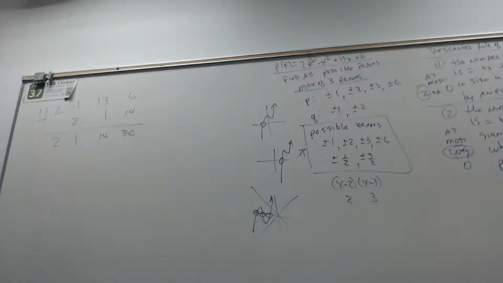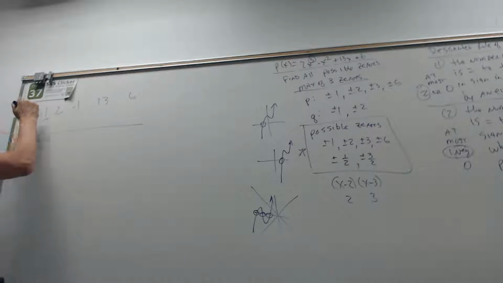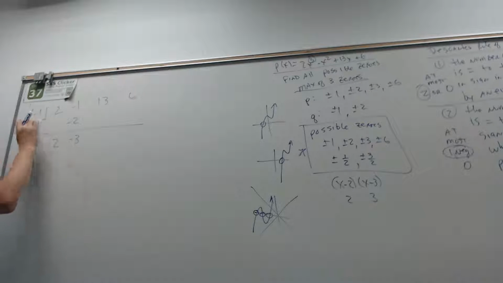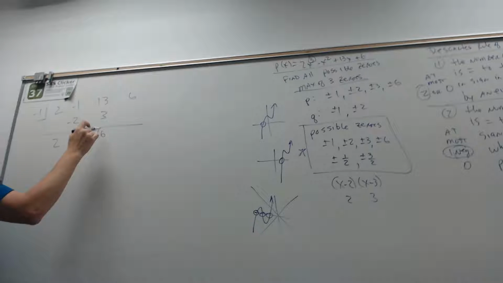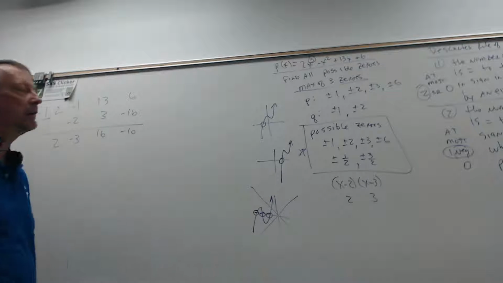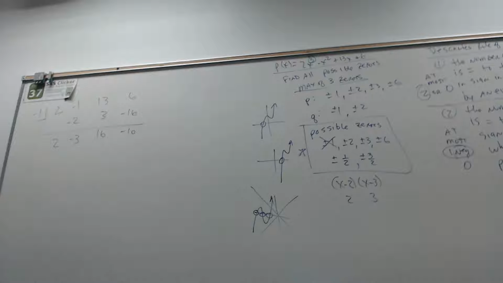Who might be the next easy one to try? -1. Thank you, Jackson. So let's just try -1 right now. Do you want to take it away? Sure. Bring down 2, multiply by -1, or -2, sorry. Add them together, -3. Multiply by -1, 3, 16, -16, -10, not a 0. Okay, so now I have eliminated positive 1 and -1 as a possible 0.